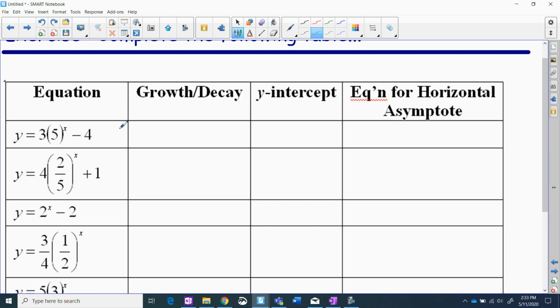Growth or decay depends upon the base. The base function here is 5, and it's raised to the x, so that would be an example of growth because the base is more than 1. That's all you look at.